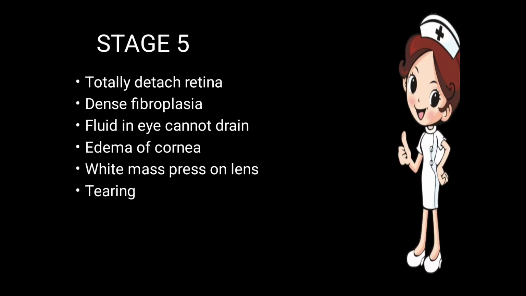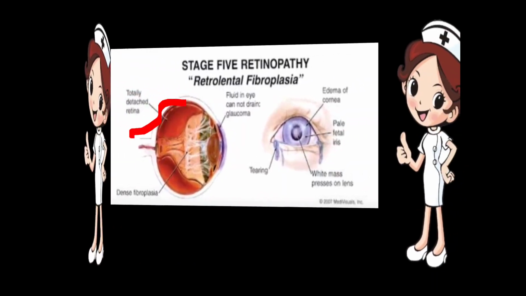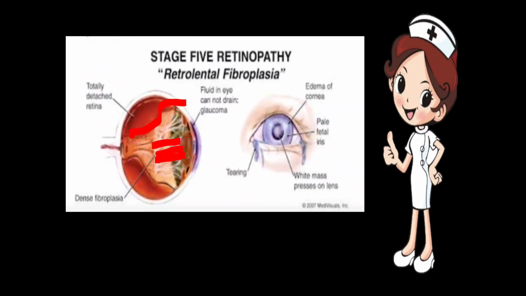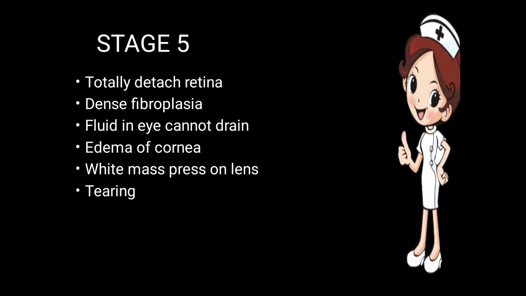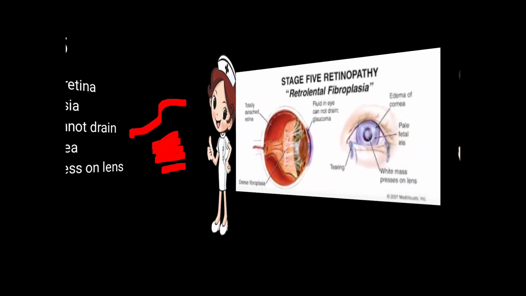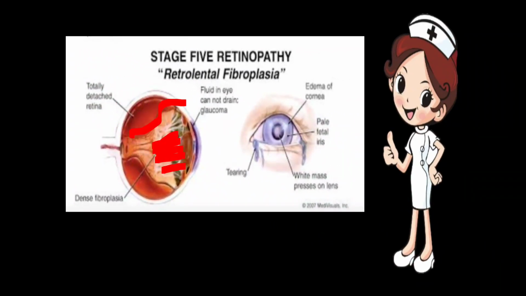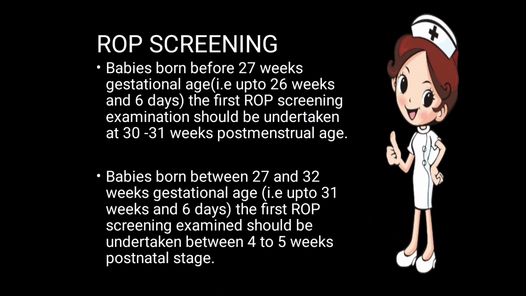Next one, edema of the cornea. Cornea becomes edematous due to the abnormal passing of the oxygen. White mass presses on the lens. That white mass, that fibrous growth, presses on the lens because there is abnormal growth of it. And next one is the tearing. So all these things result in excessive tearing. Watering starts from the eye. This one is the last stage of the retinopathy of prematurity.